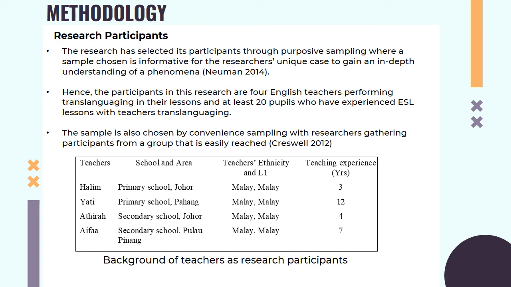The research has selected its participants through purposive sampling, where a sample chosen is informative for the researcher's unique case to gain an in-depth understanding of a phenomenon. Hence, the participants in this research are 4 English teachers performing translanguaging in their lessons, and at least 20 pupils who have experienced ESL lessons with teachers translanguaging. The sample is also chosen by convenience sampling with researchers gathering participants from a group that is easily reached. As seen in the table below are the descriptions and details of the teachers.